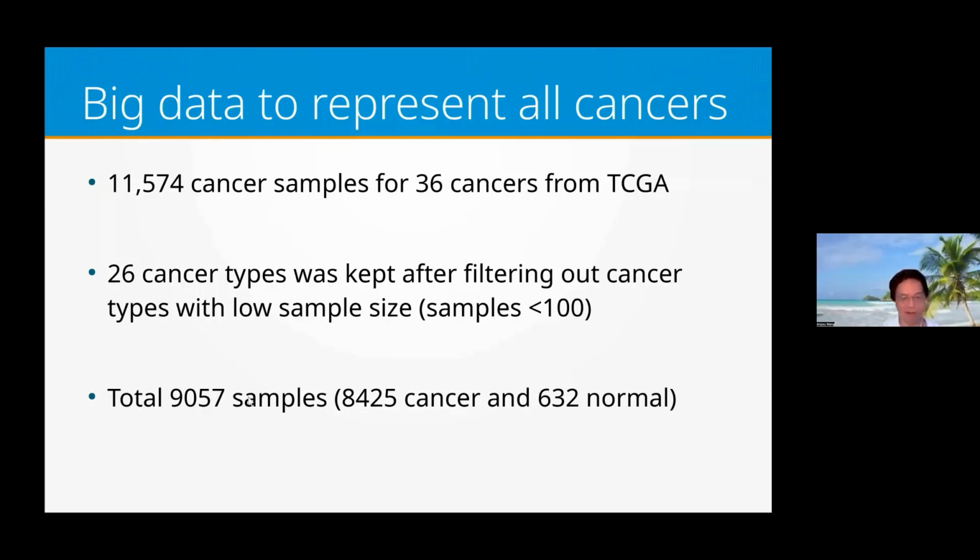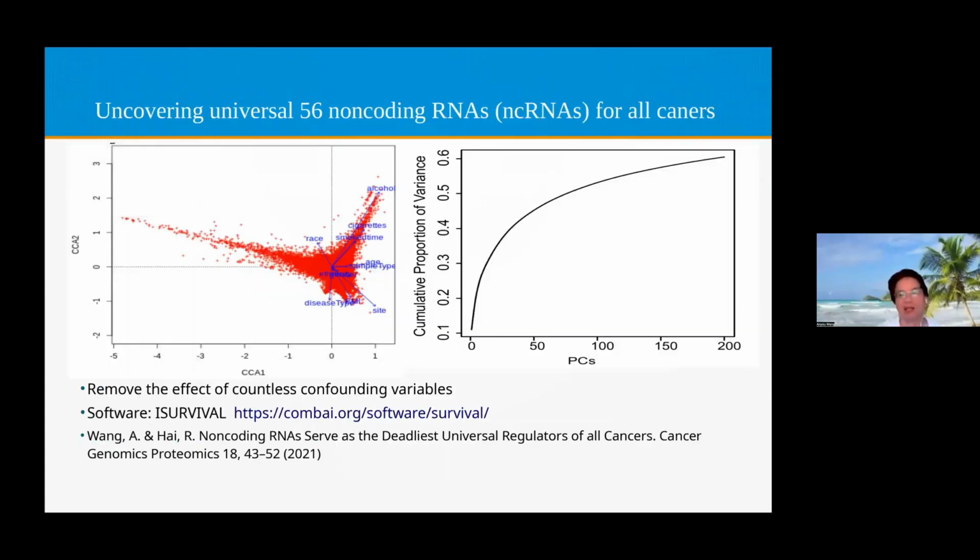This big data set includes all the cancer types and represents all the cancer types I have right now. So the assumption is that this big data represents all cancer. With the data available, how to find an endogenous universal biomarker from the cancer samples is a very challenging thing.